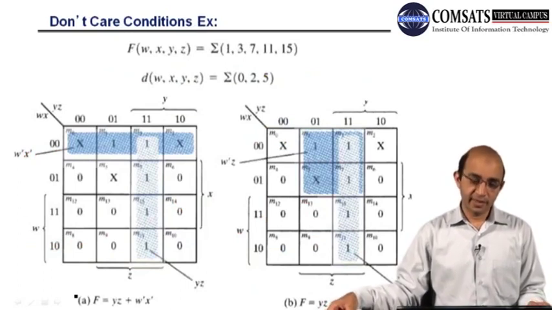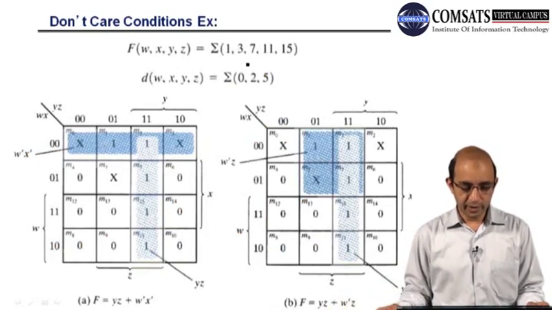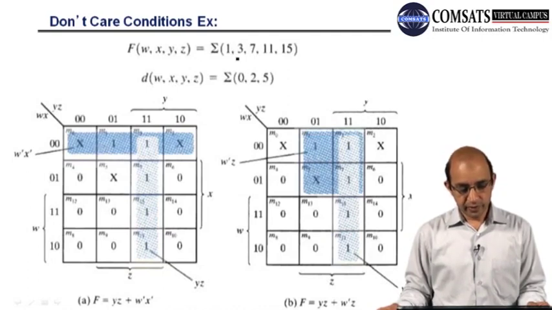So this is the example that has been taken from your book, right? You can see that we have a Boolean expression. Here we have the min terms, and here we have the don't care conditions, right? So first we will be plotting ones, right? So 1, then 3, and then we have 11, and then we have 15. And then we mention the don't cares as 0, and then 2, and then 5.